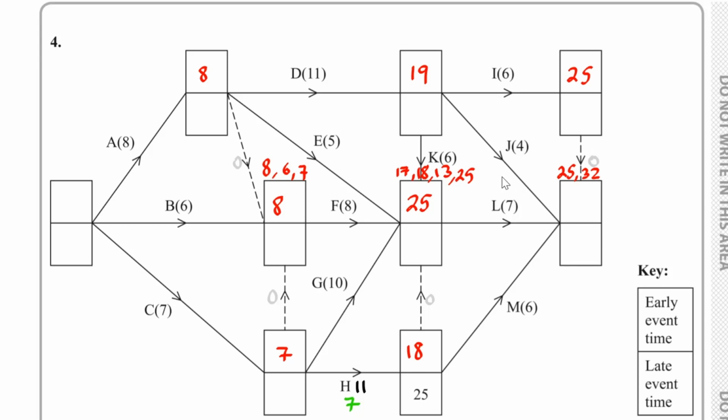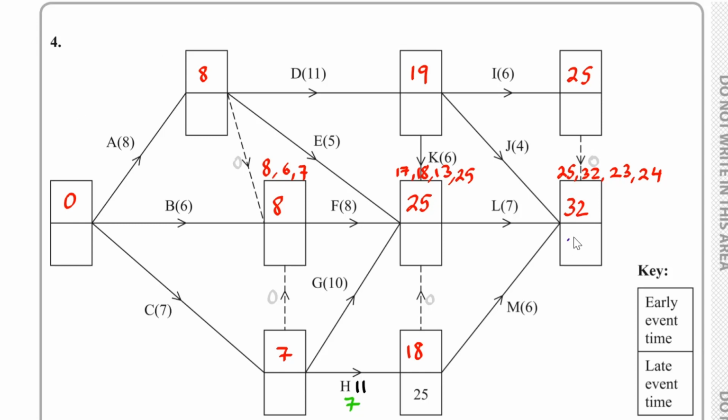In terms of what else goes in, 4 plus 19, that would be 23. And in terms of what else goes in, 25 plus 7, that would be the 32, we've already added that, and 18 plus 6, that would be 24. The biggest one out of all of these is 32. And then don't forget, we start off with the 0. So we've completed all of the early event times as shown.